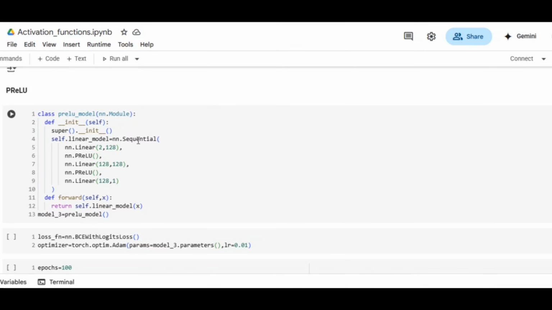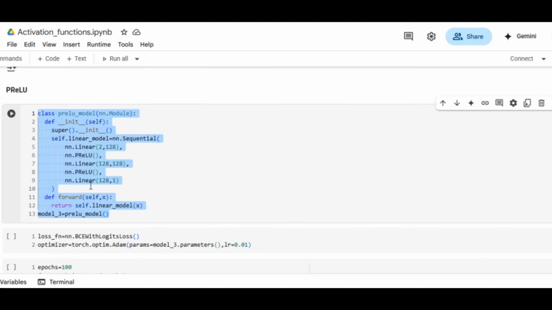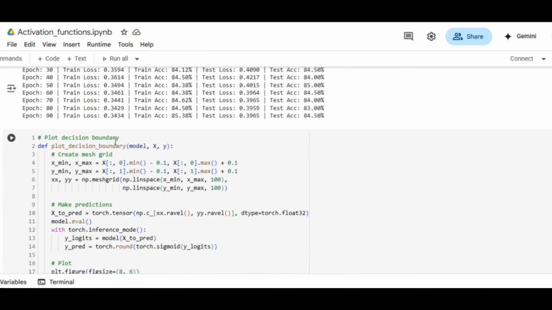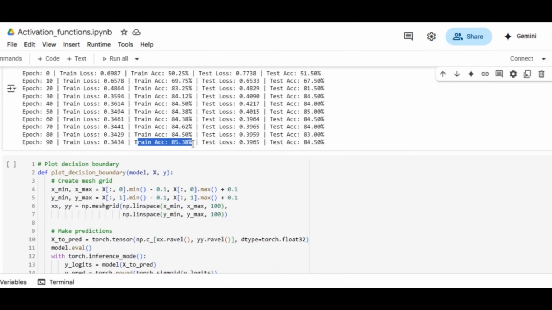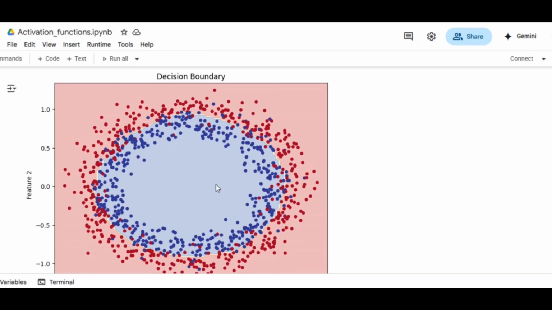After that I'm implementing Parametric ReLU activation function. In place of Leaky ReLU I'm just replacing it with PReLU. This is the model with Parametric ReLU activation function, and these are my model results, that is training accuracy is around 85.38 and test accuracy is around 84.50. Similarly, this is my decision boundary.